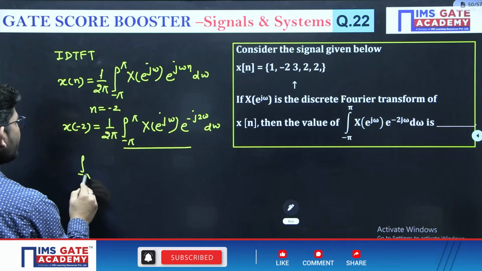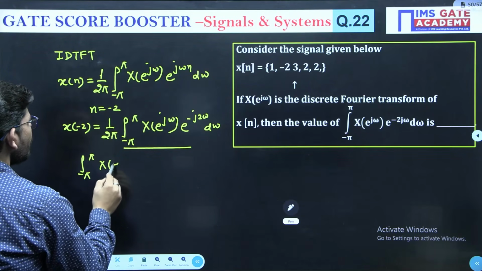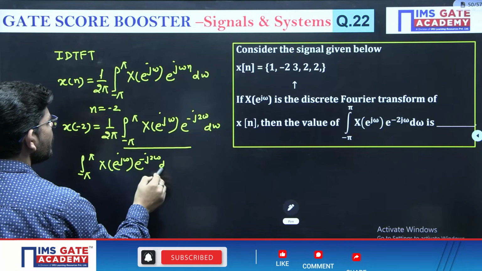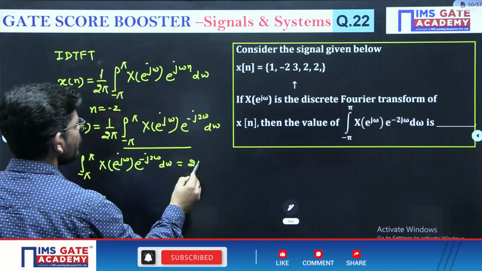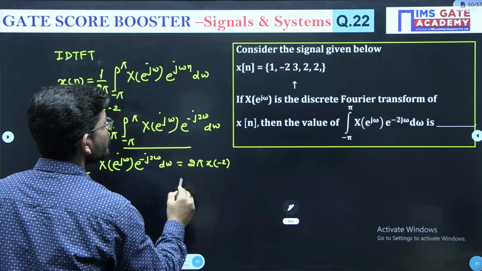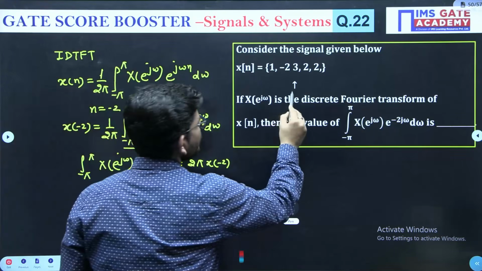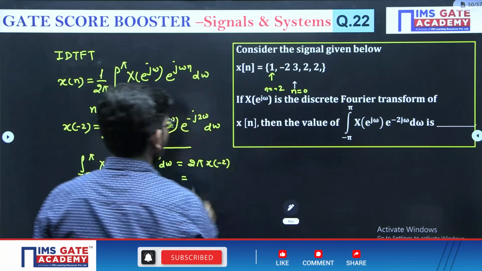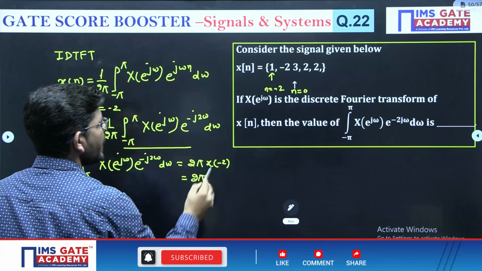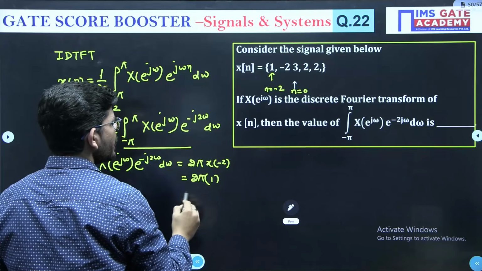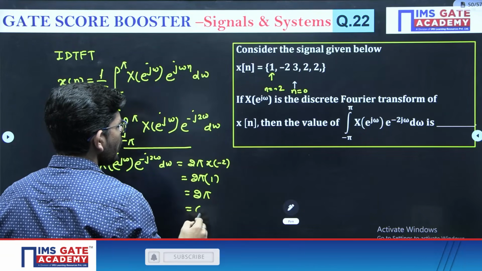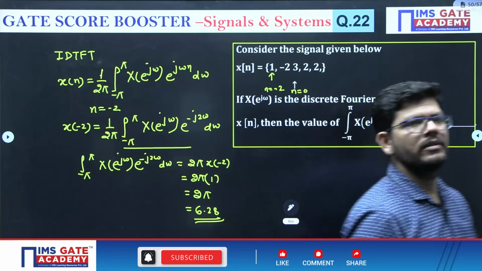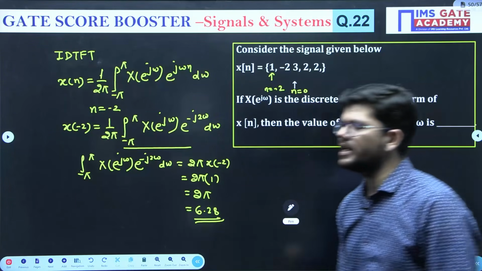So the value of the integral from minus pi to pi of X of e to the power j omega, e to the power minus j2 omega, d omega is 2 pi x of minus 2. What is x of minus 2? This is n equals 0. This is n equals minus 2. So the value of x of n at minus 2 is given as 1. So you will get 2 pi or 6.28 as the answer. Right, 6.28 will be the answer.